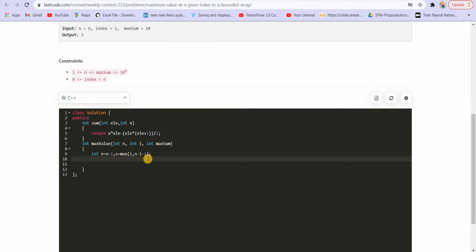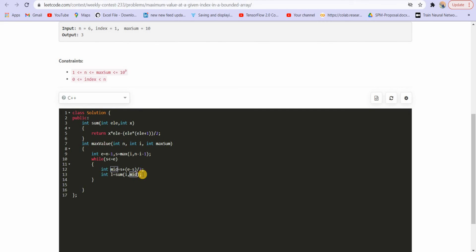Now, starting a binary search: while start is smaller than or equal to end, int mid will be equal to start plus (end minus start) divided by 2. This is mid. Now we have the middle position, and I will be checking the conditions. So int L, this is for the left hand side, is equal to the summation where the number of elements in the left hand side is I, and the element that I am using here is mid. Mid is the X that I am using here.